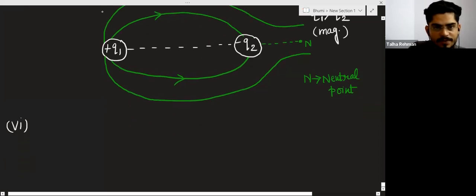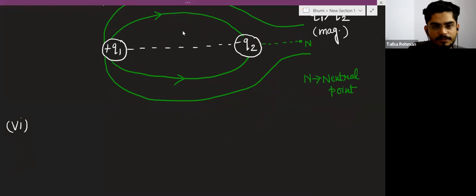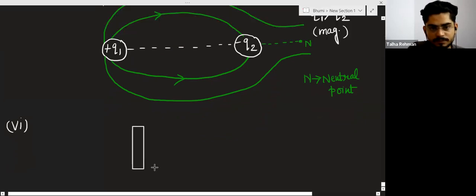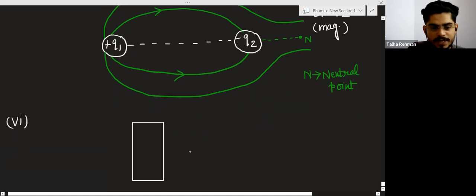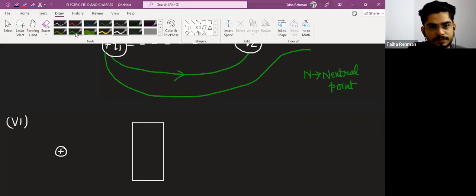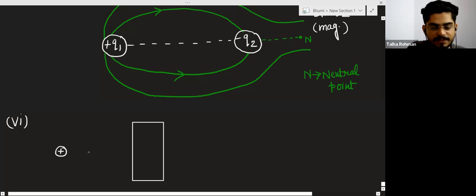If you have a conductor like this and a positive charge is placed here, then you will see how the electric field line emerges from this positive charge. So the electric field line will be like this. This is the positive charge, and this is just the conductor.